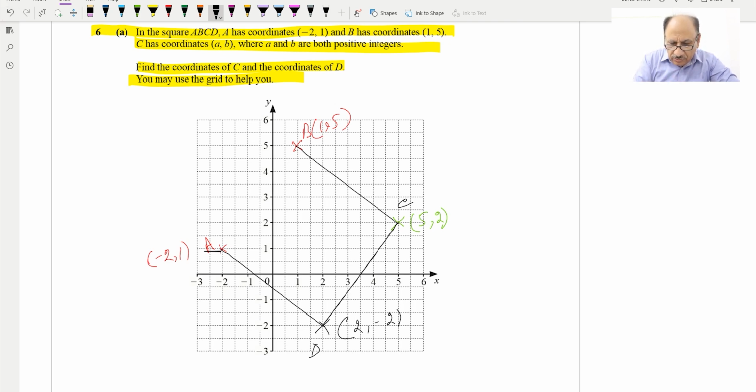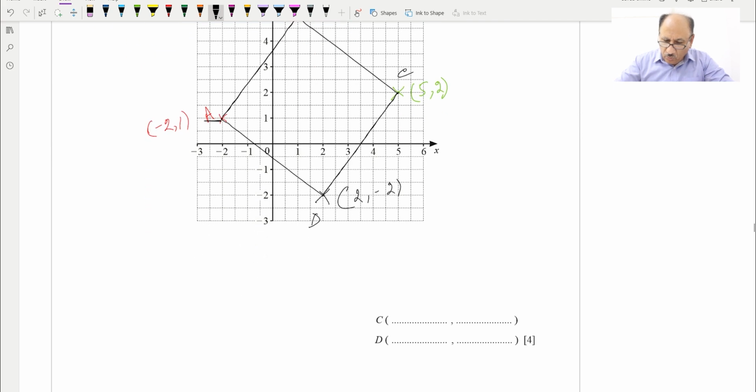Let us draw it again. Okay, so this is basically the square which we have drawn, and we need to give the coordinates of C and D, which are 5 and 2, and the second one is 2 and -2. This is for 4 marks. Hopefully you understand this.